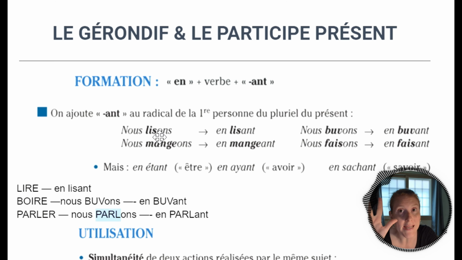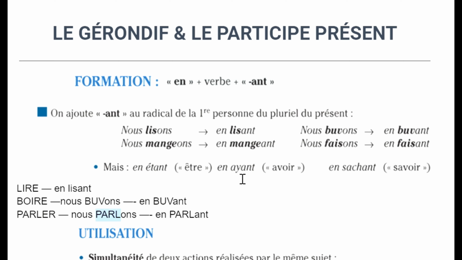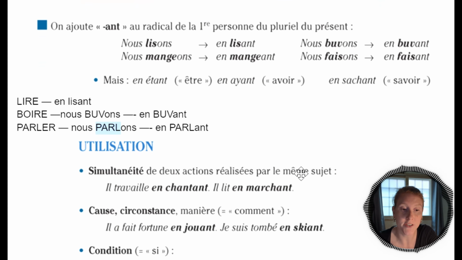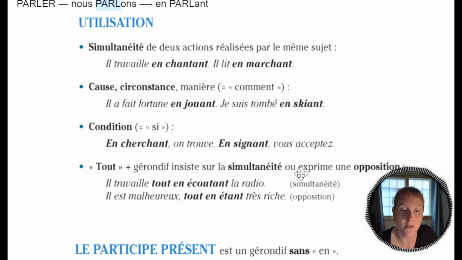There are 3 exceptions, okay? Only 3 exceptions, which are the following: the verb être, en étant, the verb avoir, en ayant, and the verb savoir, en sachant. So être, to be, avoir, to have, savoir, to know, okay? So those 3 are the exceptions, right? Just remember, they do not follow this general rule of constructing the gérondif. Okay, just remember that. So now, how to use it and why do you use gérondif?